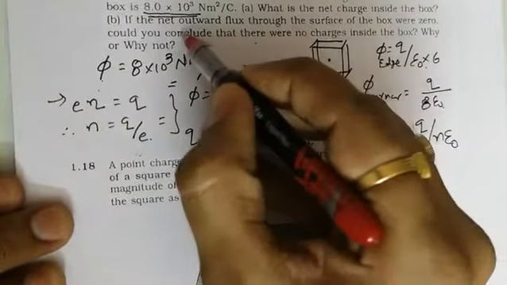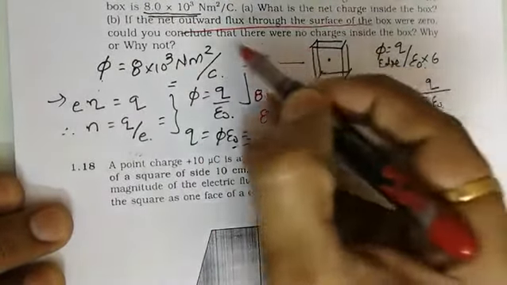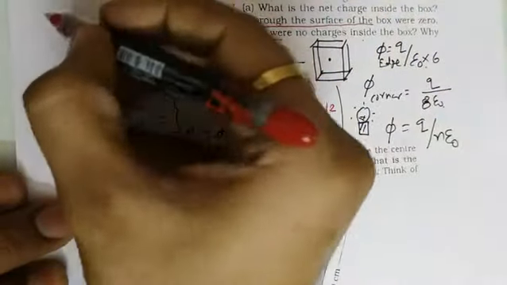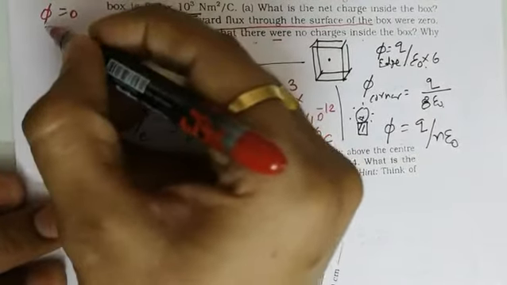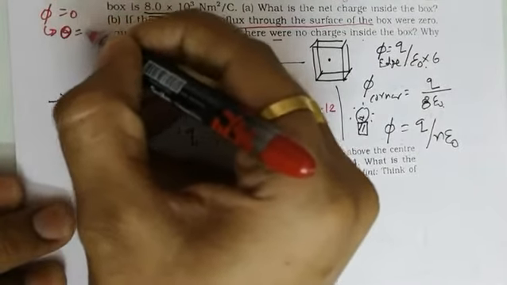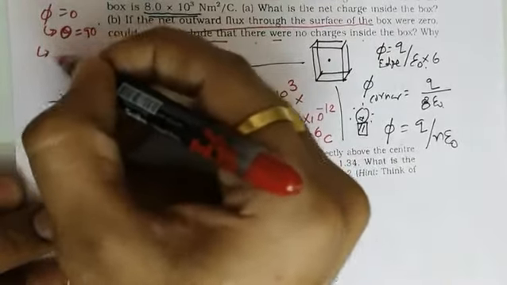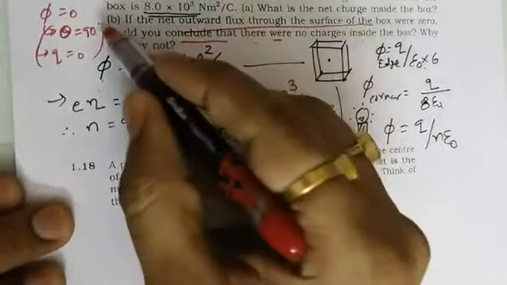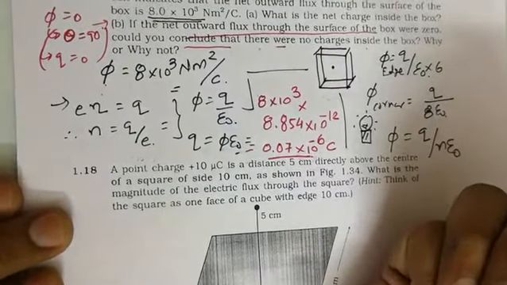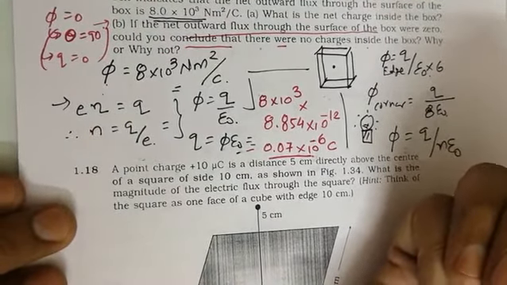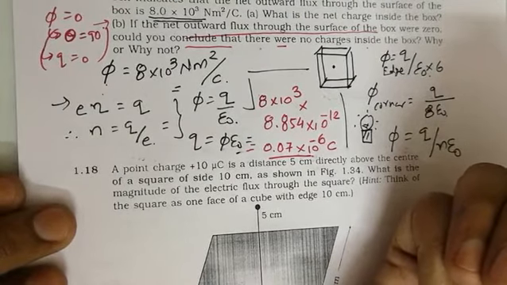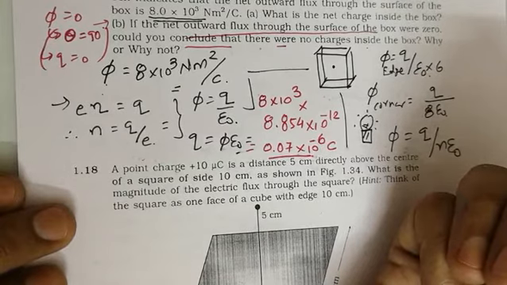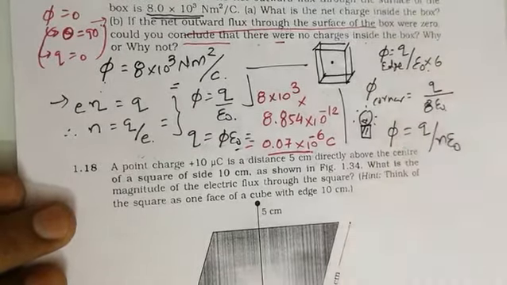Second question, net outward flux through the surface of the box will be 0. Can you conclude that? Why? Whenever our flux phi is 0, there are only two possibilities. Either your angle would be 90 degrees or your net charge would be 0. Then and only then you can say that our flux will be 0. So for the second question, they have asked us why our flux will be 0. There are two possibilities. Either there would be no charge or maybe the angle made by the electric field and the surface area would be 90 degrees.